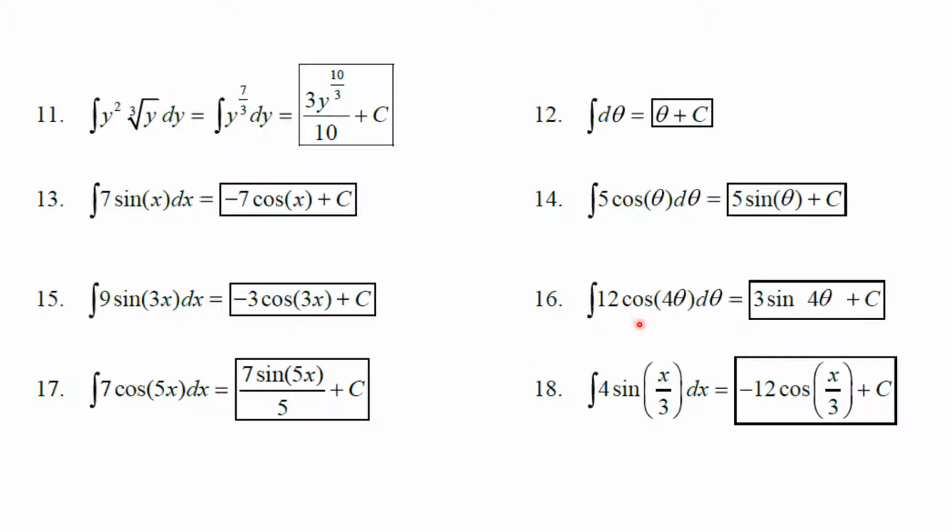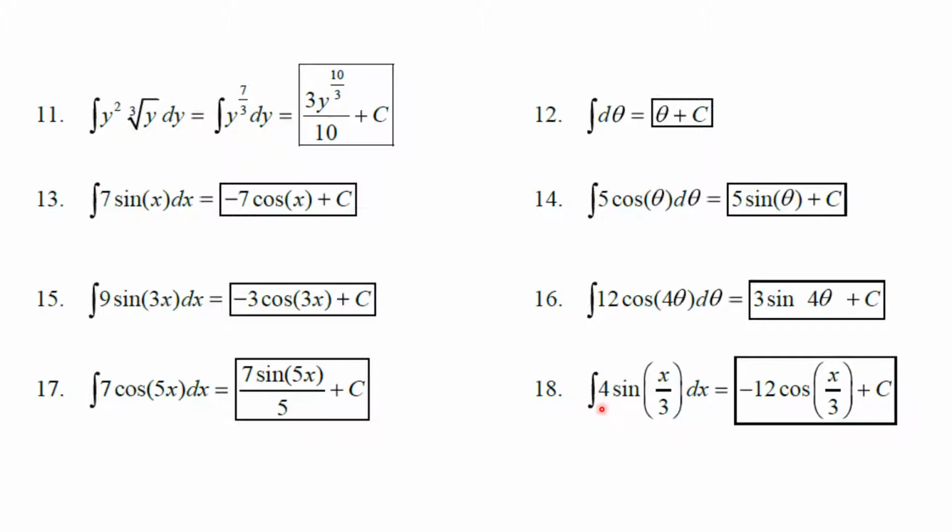Same goes here. When you have cos 4 theta, when you integrate cos 4 theta, you will get positive sine 4 theta divided by 4. So 12 divided by 4 is actually 3, plus c, of course. Same goes here. When you integrate cos 5x, 7 is a constant, just leave the constant alone. Cos 5x becomes sine 5x, of course, divided by 5. The coefficient of x is always divided by the coefficient of x. And of course, don't forget to add c.